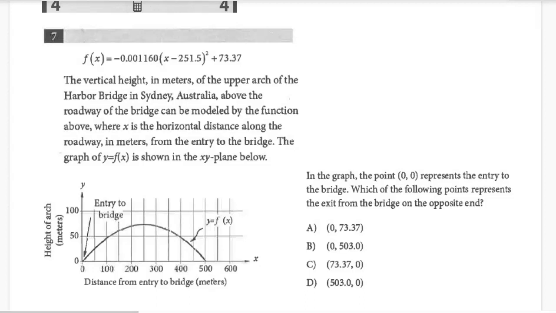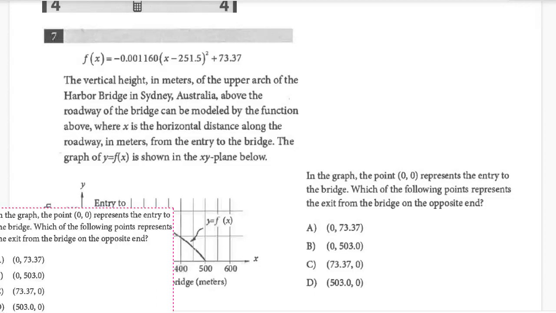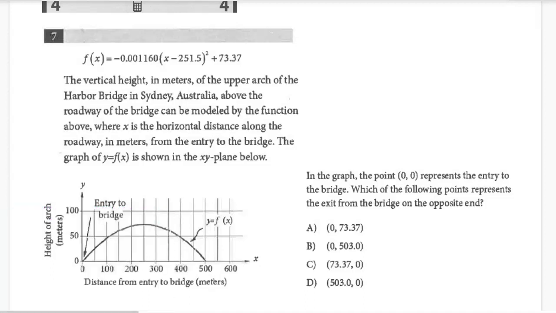All right, number 7 here. Looks like we have a big function, a crazy looking quadratic equation. The vertical height in meters of the upper arch of a bridge can be modeled by the function below. X is the horizontal distance along the roadway from the entry to the bridge. The graph of the function is shown below. In the graph, the point 0, 0 represents the entry. So that's the point right down here.